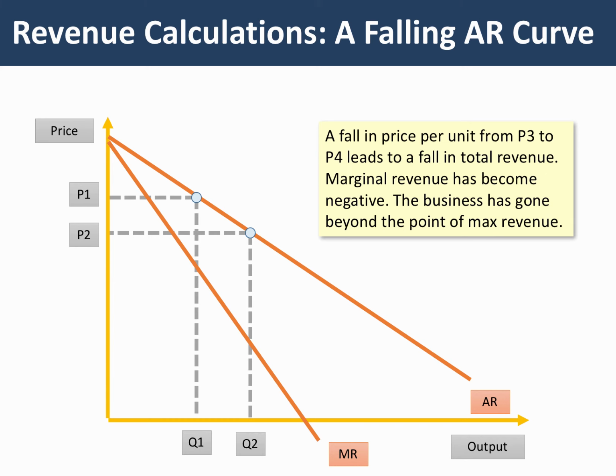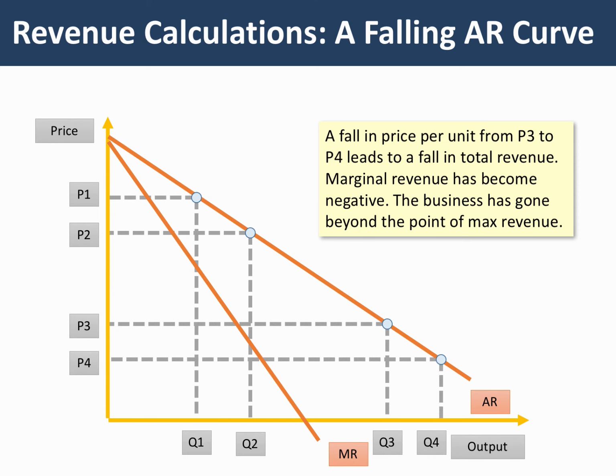And if we cut the price from P3 down to P4, we find that total revenue will have fallen because firms are getting a lower price per unit and they're only selling a few extra units. The marginal revenue here will have become negative.